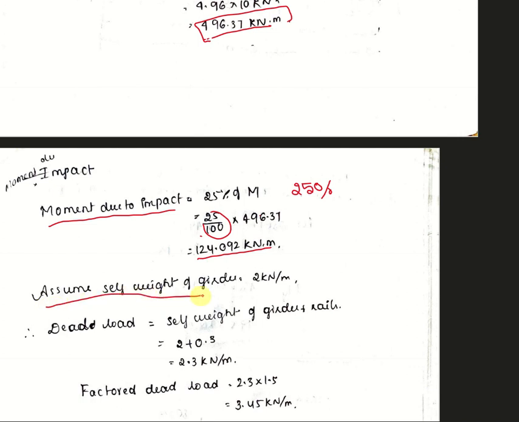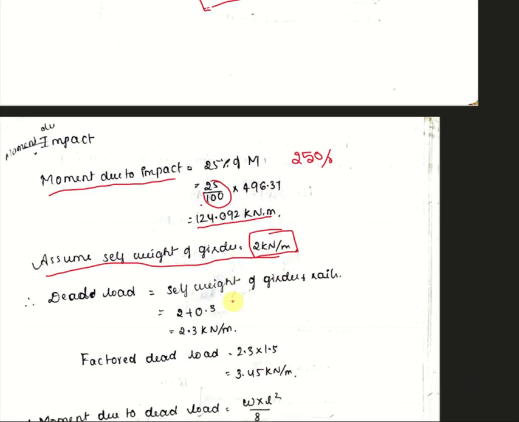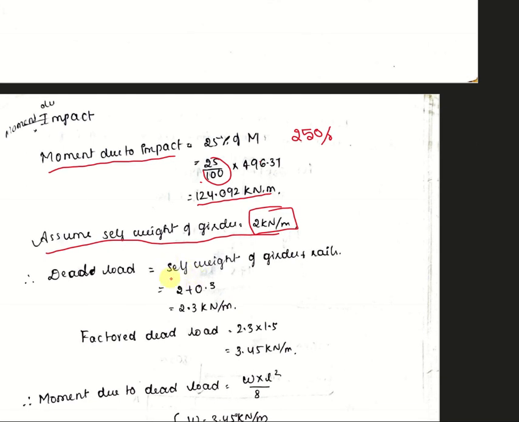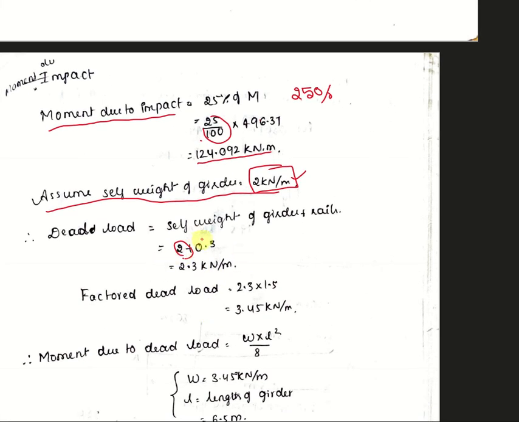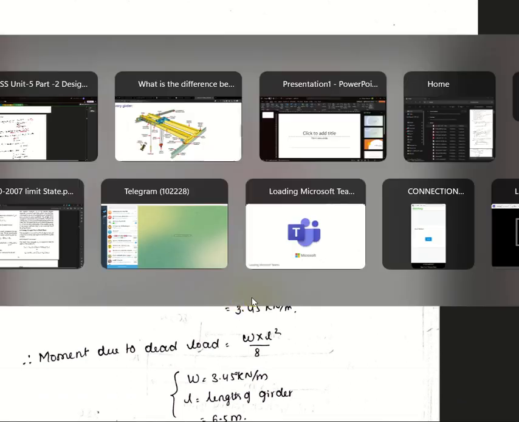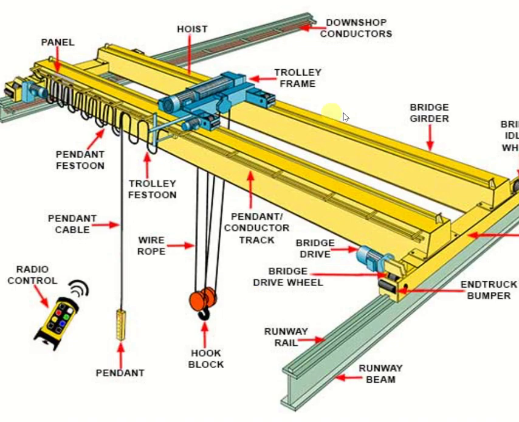So let us assume the self weight of the girder as 2 kilonewton per meter. This is only an assumption. Dead load will now be the self weight of the girder, which we are assuming as 2, plus the self weight of the rails. Because the self weight of the girder was not given, we are assuming. Later we have to check whether it is correct or not. So it is a relevant assumption. So the girder with rails, okay, I will show you the image, you will understand. So this is the girder.